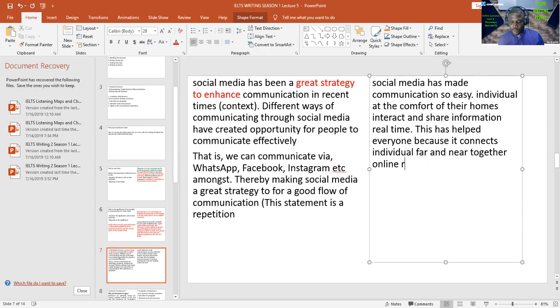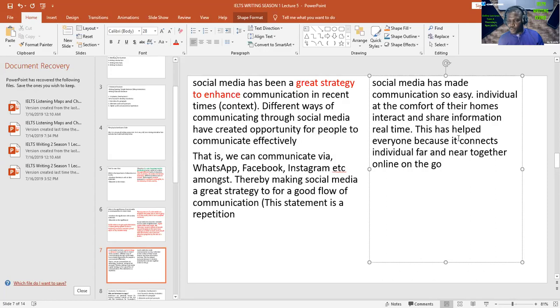I will have used on the go, because on the moment, this is everyone, because it connects. The comfort of their own interact and share information in real time. This has helped everyone because it connects.